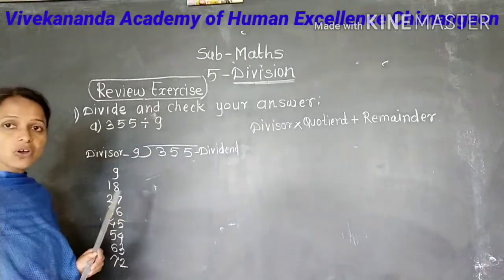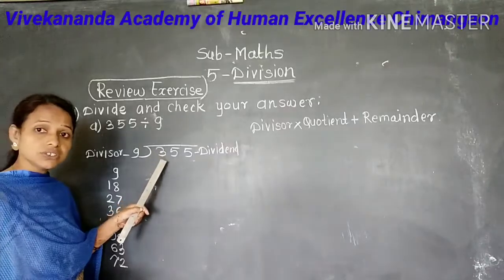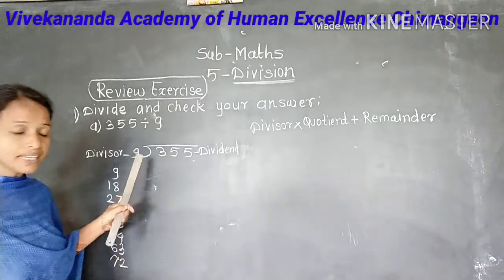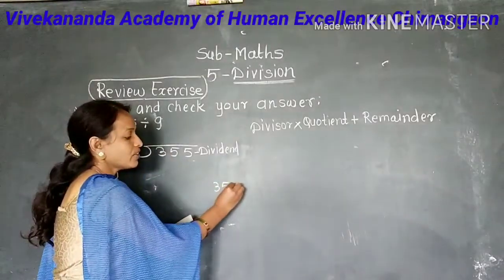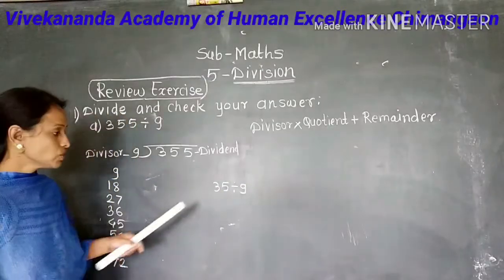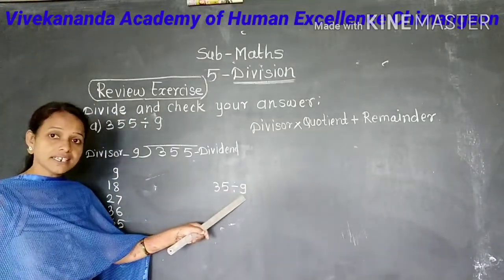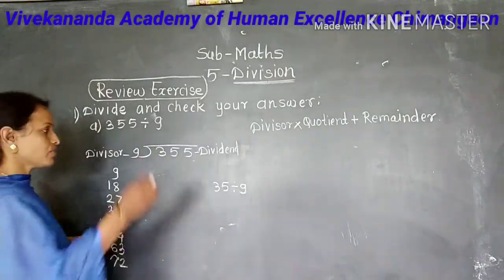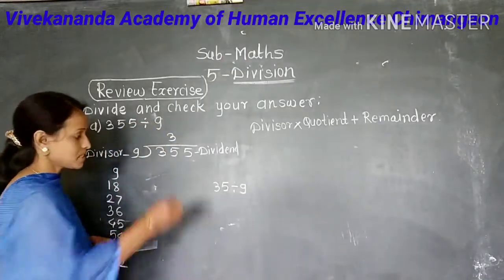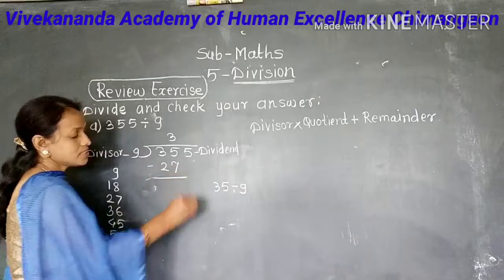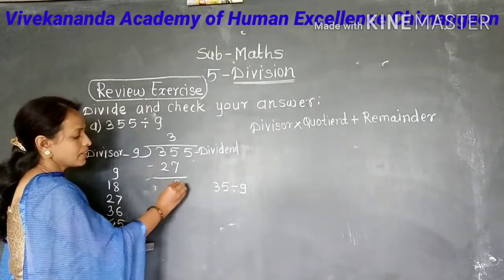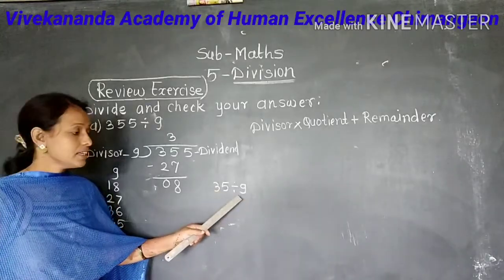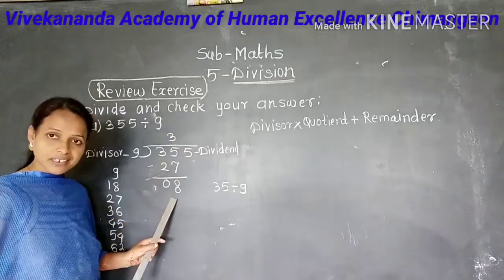Here I have written the table of 9. First we will choose the hundreds and tens digits together to divide by 9. So here we divide 35 by 9. By dividing 35 by 9, it gives us quotient 3. 9 3s are 27. So 3 is written in the tens place, and it gives us remainder 8. Here we divide 35 by 9. It gives us quotient 3 and remainder 8.